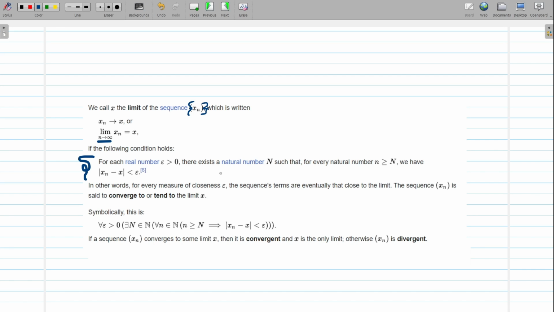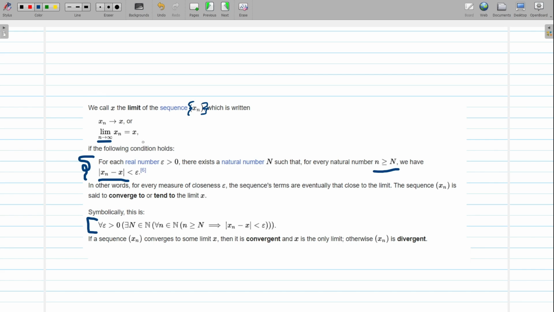Now, there exists a natural number n, and if we go beyond this n, then all the terms of my sequence are going to be in the region, as we are going to see, x plus epsilon, x minus epsilon. So basically here, the sequence is going to approximate the real number x to within epsilon. And then this is the mathematical statement here.